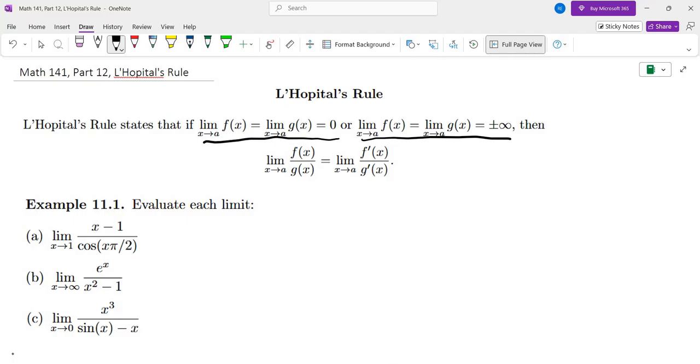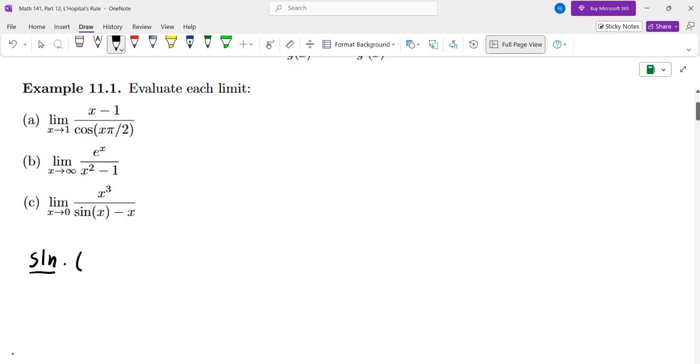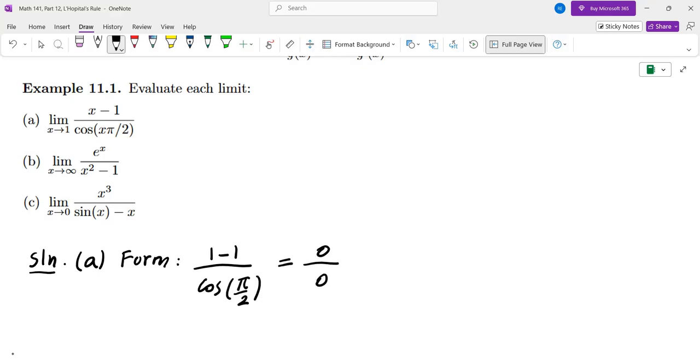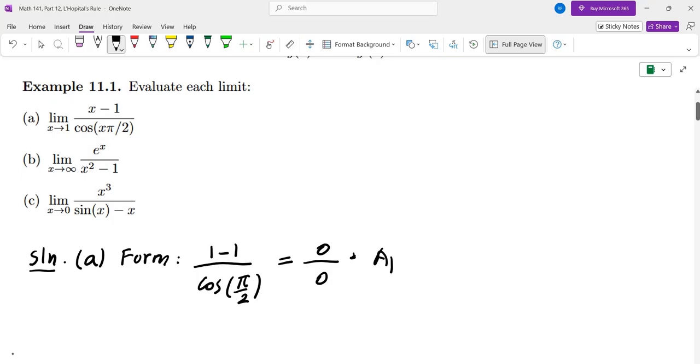We'll go over several examples on that, and then I'll show you a table with all these different forms that are called indeterminate forms. So if you look at the first example, we want to find the limit of x minus 1 over cosine of x times pi over 2. So let's plug in 1 and see what we get. So the form of this is 1 minus 1 over cosine of pi over 2. 1 minus 1 is of course 0, cosine of pi over 2 is also 0. So this is of the form 0 over 0. So we have to apply L'Hopital's rule.